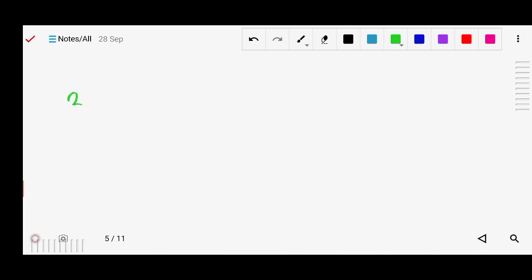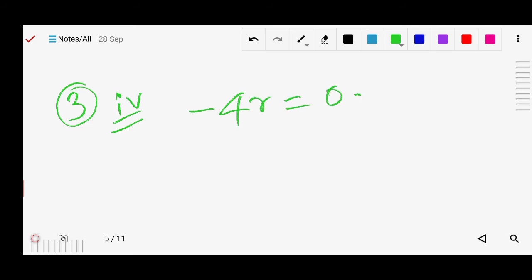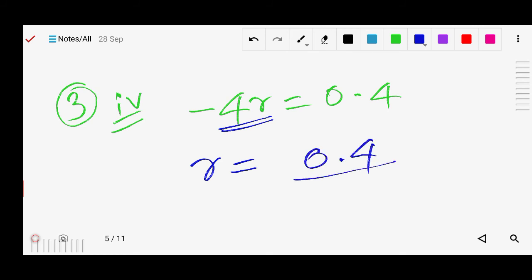Same question, number 3, number 4. Minus 4r equals 0.4. Same concept, it is multiplied with the 4, so r will equal 0.4 by 4. And what about this minus sign?